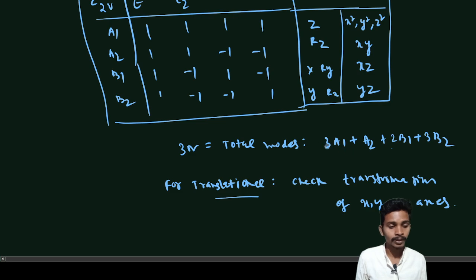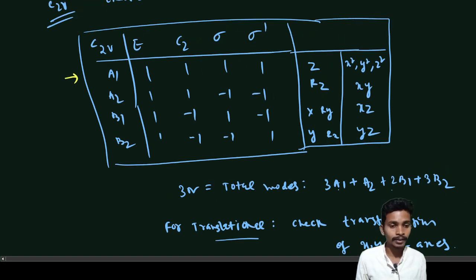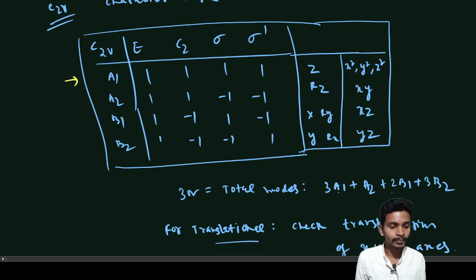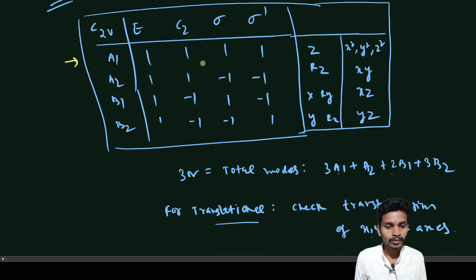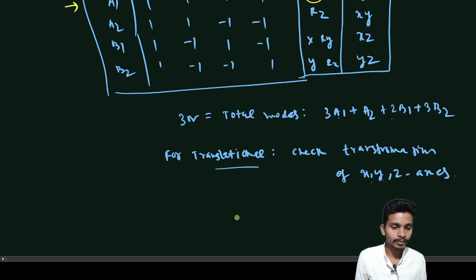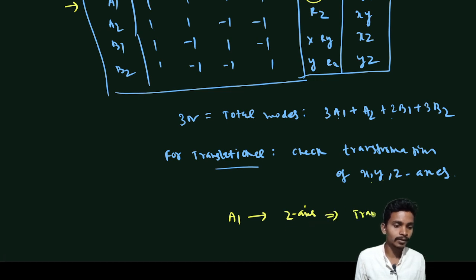So we will check one by one. This is A1. Does A1 have any x, y, z axis? If anyone is present, then that is translational active, meaning translational is there. So for A1, x, y, z: yes, the z axis is there. So A1, z axis is present, so translational modes are there.